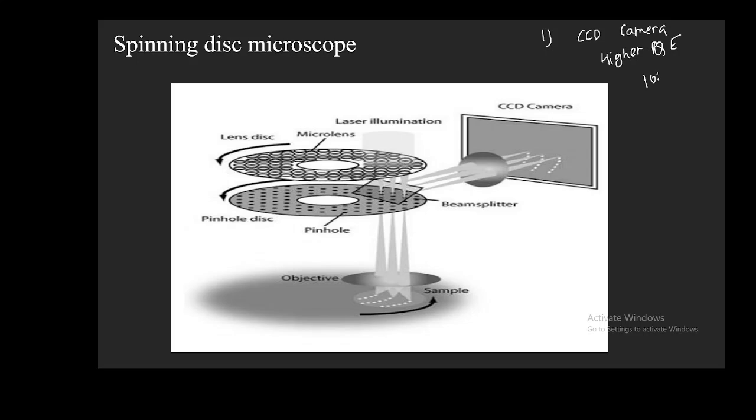Suppose 100 photons are hitting, and let's say the quantum efficiency of the photomultiplier tube is 30%. What does it mean? 100 photons are converting into 30 electrons. In case of the CCD camera, the quantum efficiency is higher than 30%. Let's say it is like 50% or 80%. So what does it mean? Let's say this is your CCD camera and it has a quantum efficiency of 80%, it means if 100 photons are hitting, they are converting into 80 electrons. So the quantum efficiency is high, so you will get a much better image, or you can say a better contrast image.